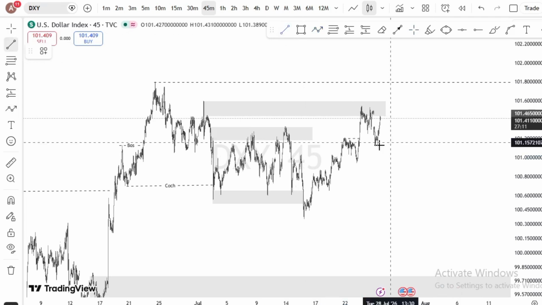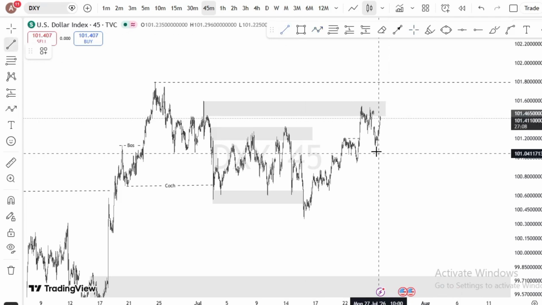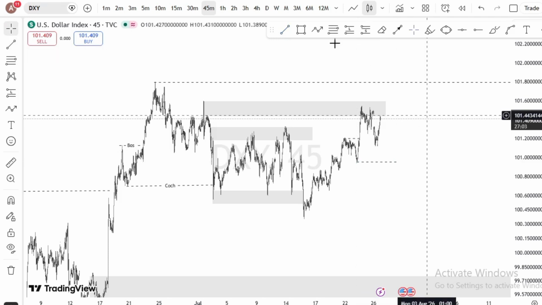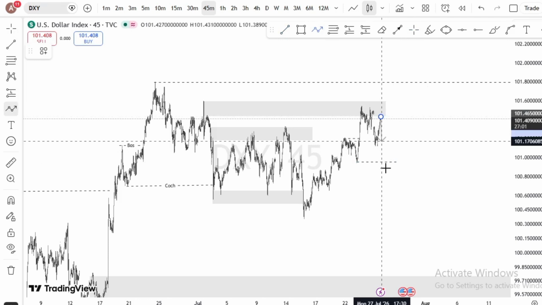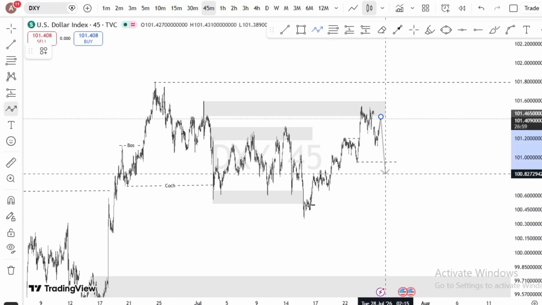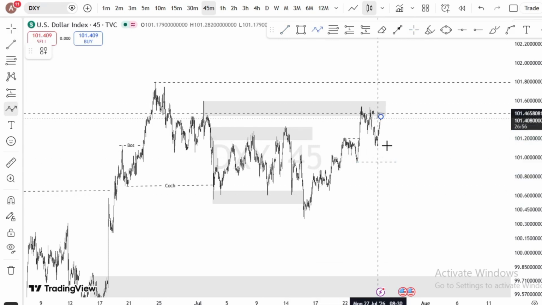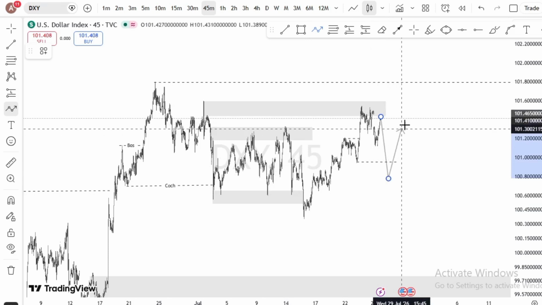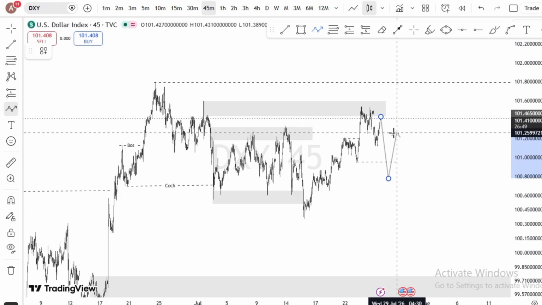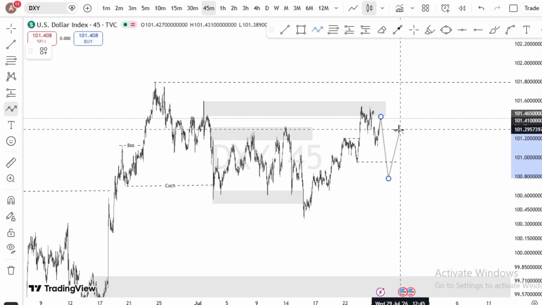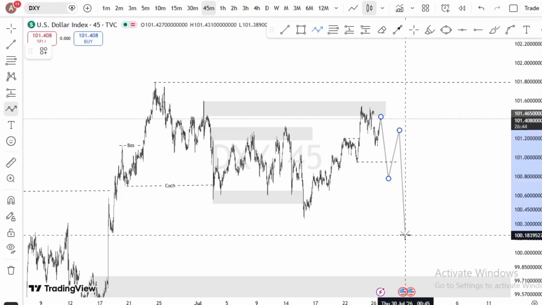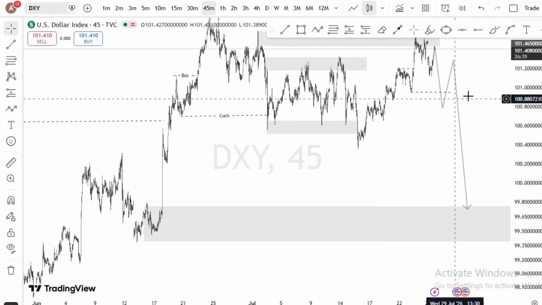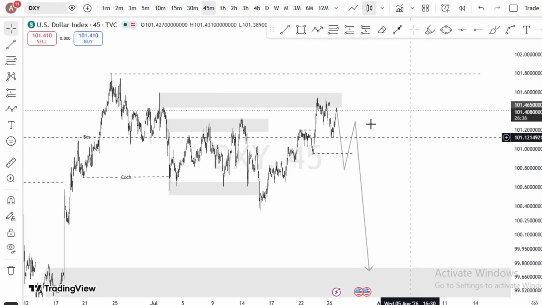So the way I'm seeing it is that if price should mitigate this supply zone and we have a break of this low, if price should break this low right here, we are going to have a change of character, because currently price is bullish. But if price should break this low, we are going to have a change of character. So we wait for a retracement into an order block or a fair value gap. Then we are going to sell Euro USD into a daily time frame discount zone. All right, so that's what I have for you on the dollar index.